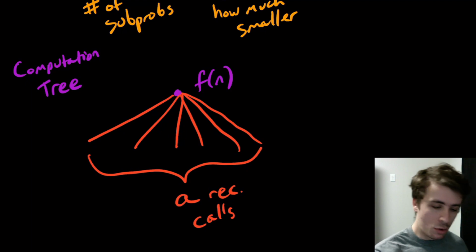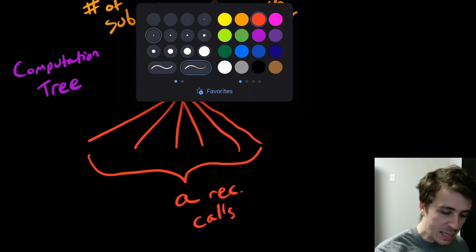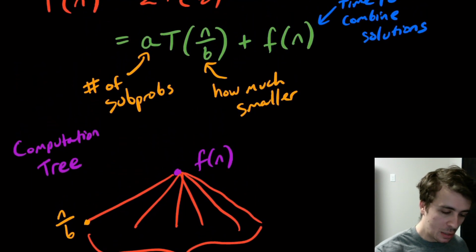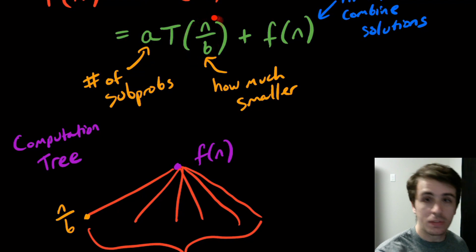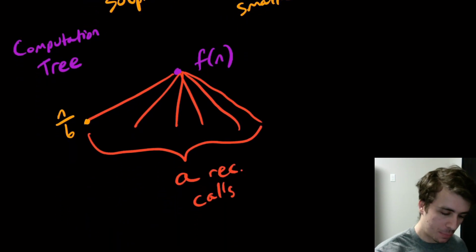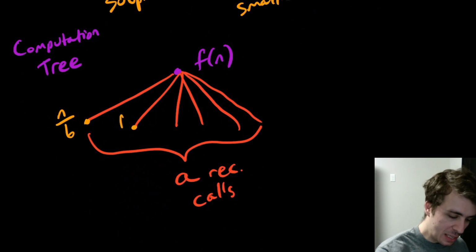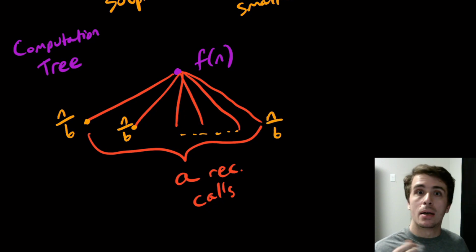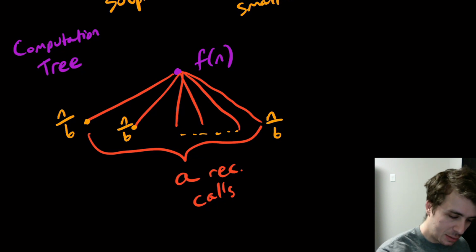And we know that the size of each one of these is going to be n over b, because we assumed that all of the subproblems had exactly the same size, which is n over b. So each one of these is n over b in size, and I'm not going to write them all, n over b.